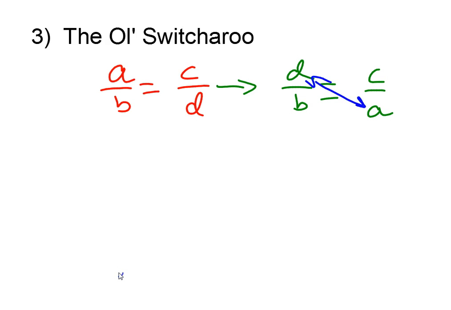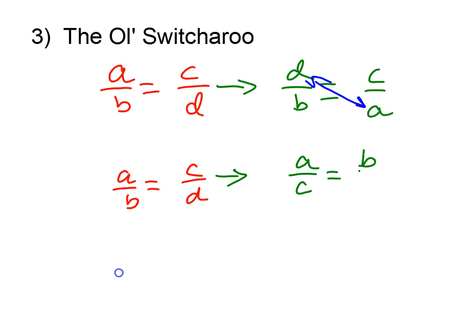Or, if I had A over B equals C over D, I could switch the 2 means: A over C is equal to B over D. Everybody see that? Can you do both? You could do both. If you did both, that would just be topsy-turvy.